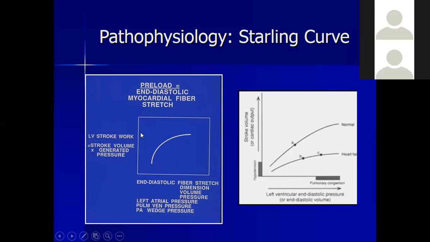When your preload increases, it increases the stroke volume, the LV work, and the myocardial fiber stretch. But there is a maximum: if the ventricle is at maximum level, it doesn't stretch anymore after that. And after that, the ventricle starts to fail, LV contraction reduces, cardiac output reduces, and the patient has heart failure. So these patients clinically have a very bad prognosis.